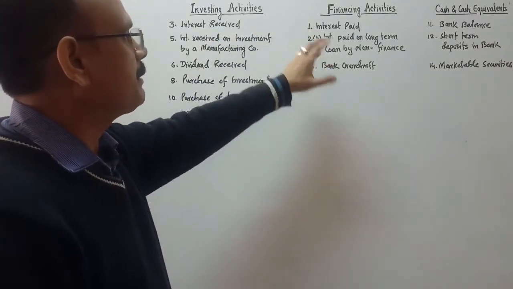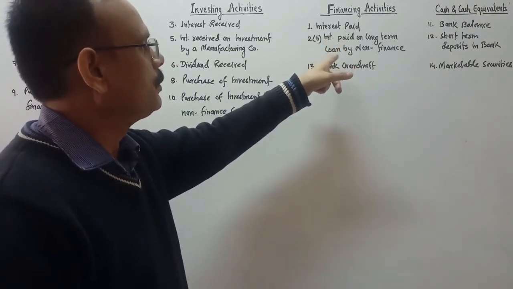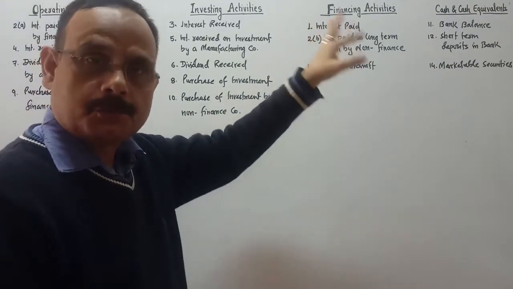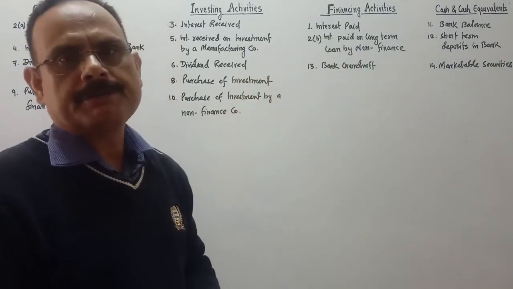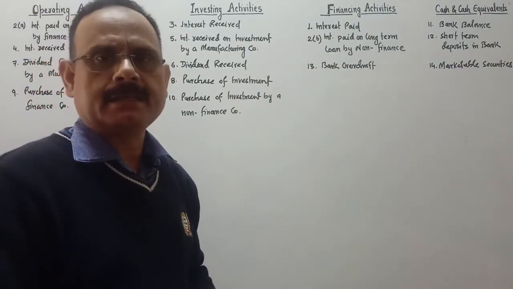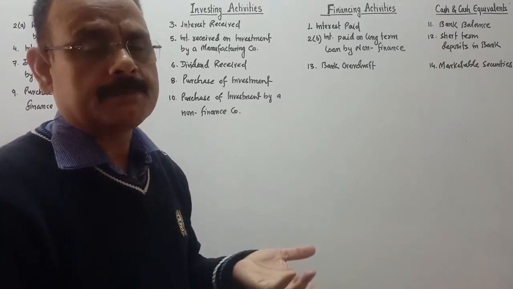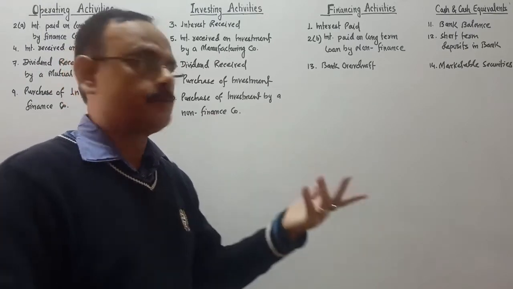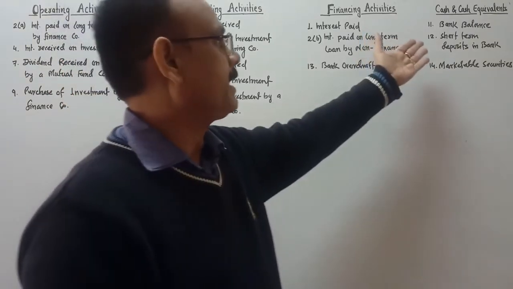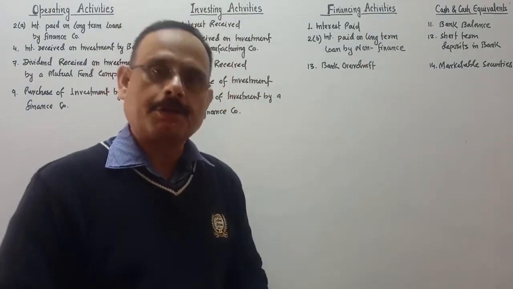Under the financing activities, interest paid is outflow. Interest paid on long-term loans by a non-finance company is the outflow under the financing activities. Bank overdraft, it has not been given whether it is increasing or decreasing. If it is increasing, then inflow, and if it is decreasing, then it is outflow. And cash and cash equivalent: bank balance, short-term deposits in bank, and marketable securities.